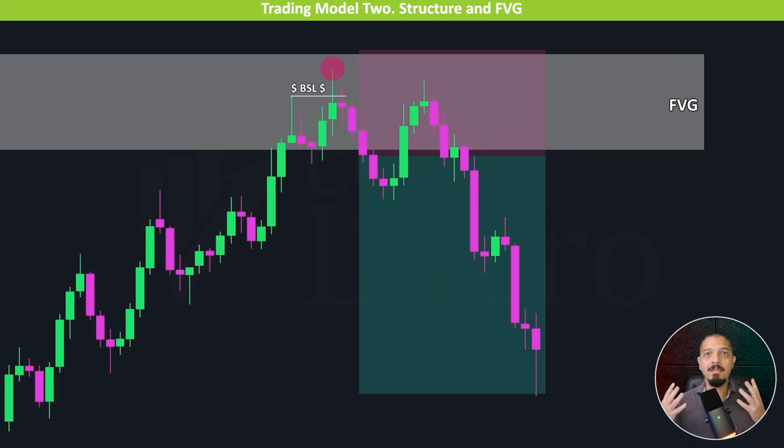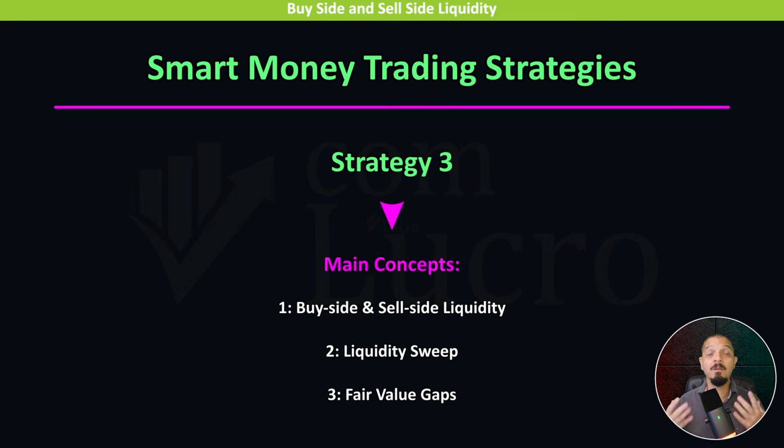With all of this in mind, proper risk management is essential to protect your capital. Follow your trading plan and avoid emotional decision-making. Be patient, wait for high-quality setups, and never risk more than 2 to 3% of your account on a single trade. Now, let us move on to the final trading strategy.